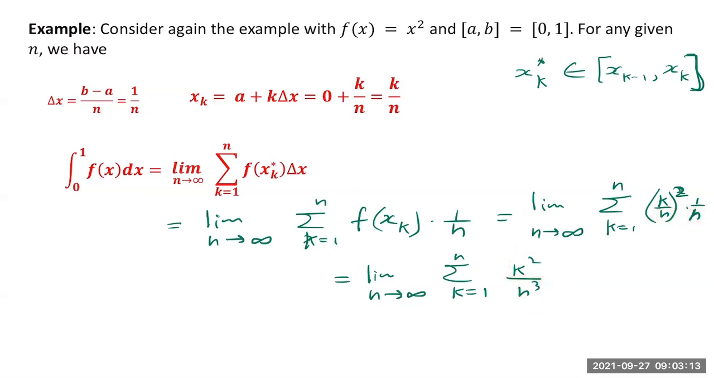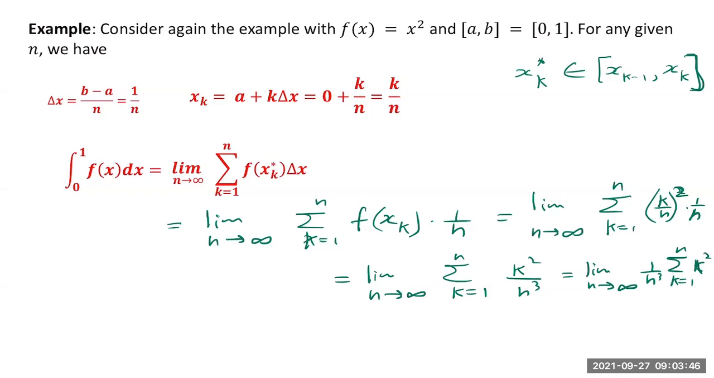Now what I'm going to do is, here the running index is k. K is what is varying. N is a fixed number here, at least in this expression. So I can pull out 1 over n cubed. This will give me the limit as n approaches infinity of 1 over n cubed times sigma k goes from 1 to n, k squared.